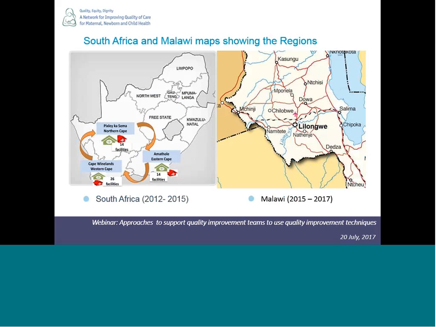So this is just a map to showcase in South Africa where these facilities were taken from. It was in the 3 regions, Northern Cape, Western Cape, and Eastern Cape, and just a few isolated facilities that were working in the particular collaborative to make the 54 facilities. And in Malawi, that's the central part of Malawi as a country, working in the 12 hospitals.